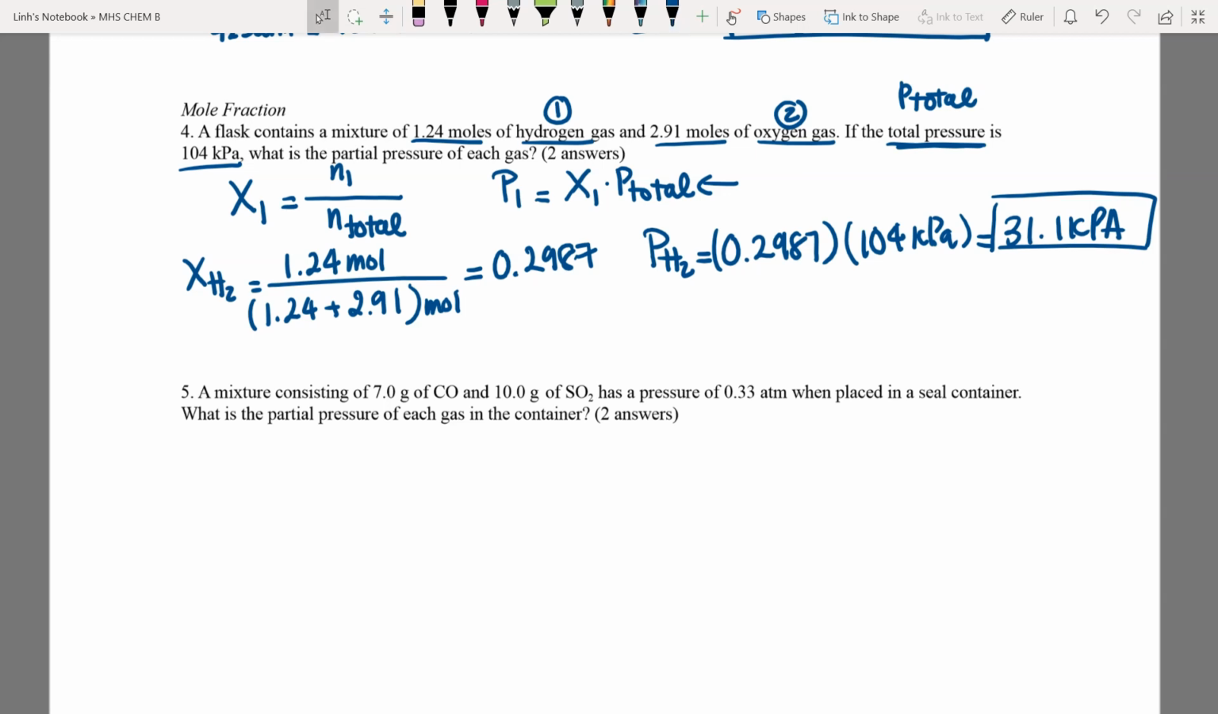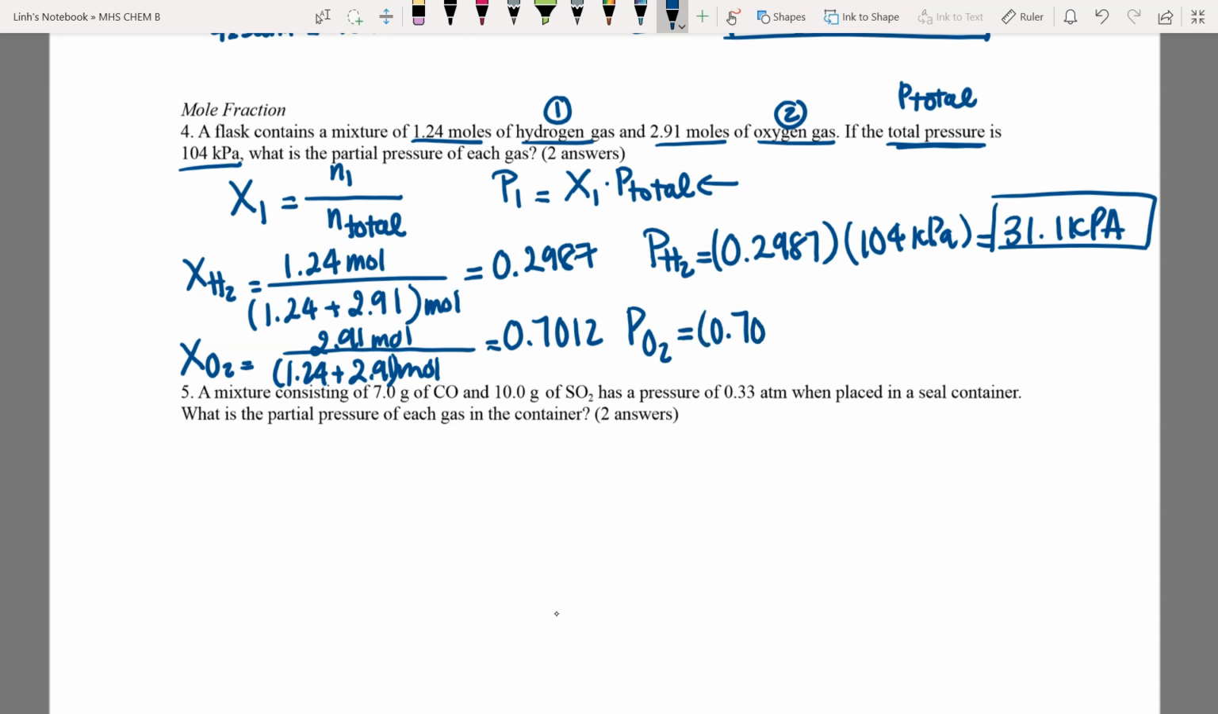Then let's do the same thing for oxygen. X of O2 is equal to 2.91 moles over the same total, like this. That should give me the answer of 0.71012. And same thing, I find the partial pressure of O2 by multiplying that mole fraction by the total pressure, and that gives me 72.9 kilopascal.